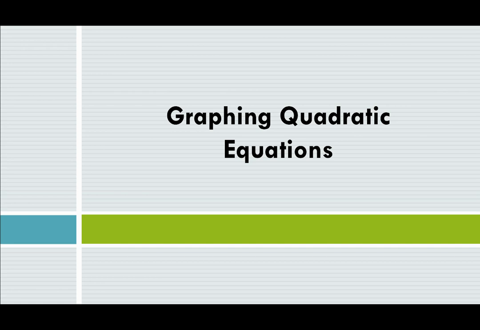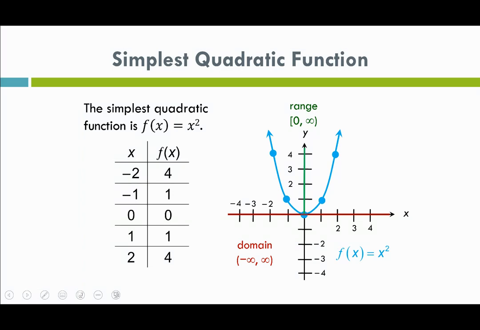All right, you guys, in this section, we're going to be talking about graphing quadratic equations. The simplest form of a quadratic function that we have makes this shape, which is called a parabola. Even if you didn't know the basic shape, you could always find it by plotting points.